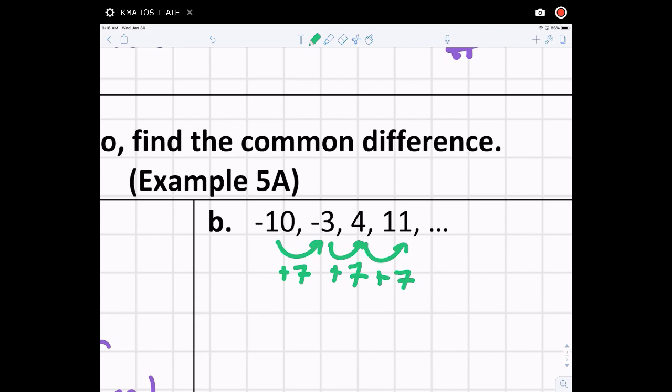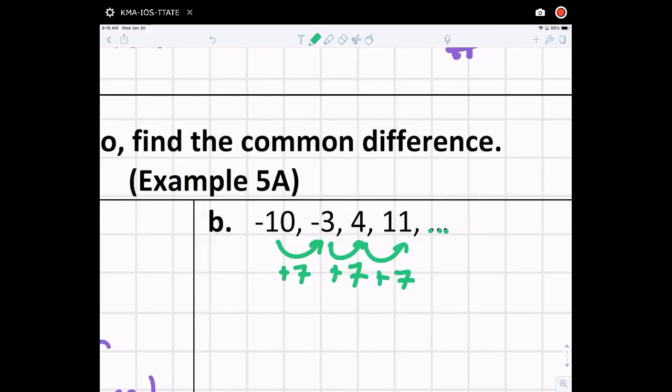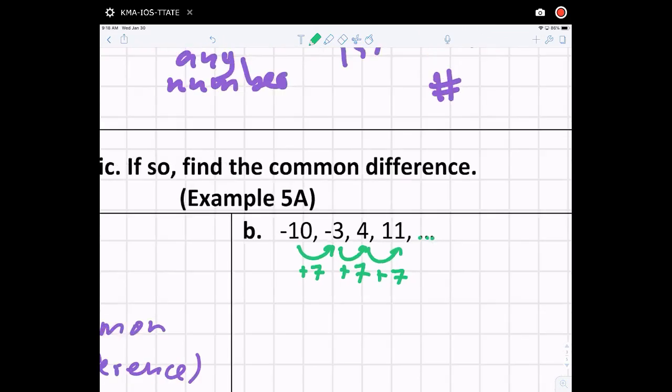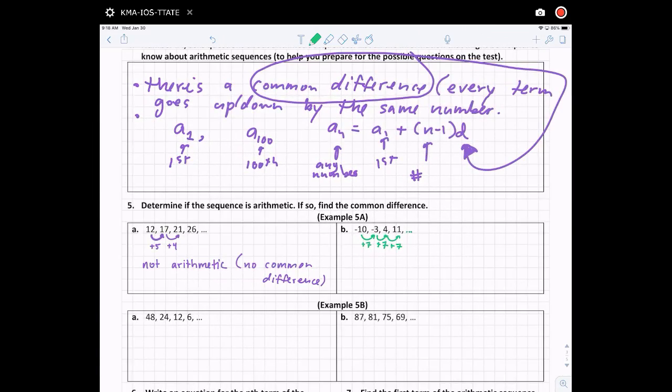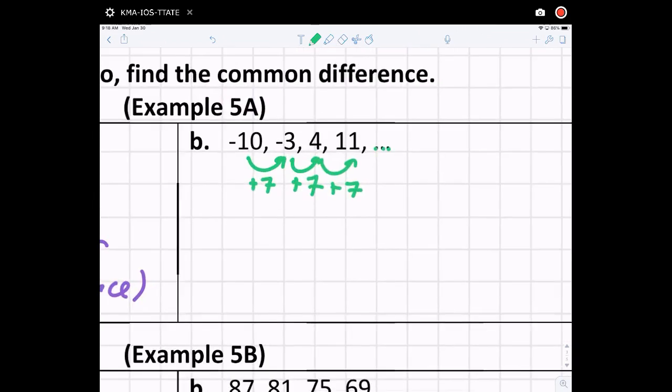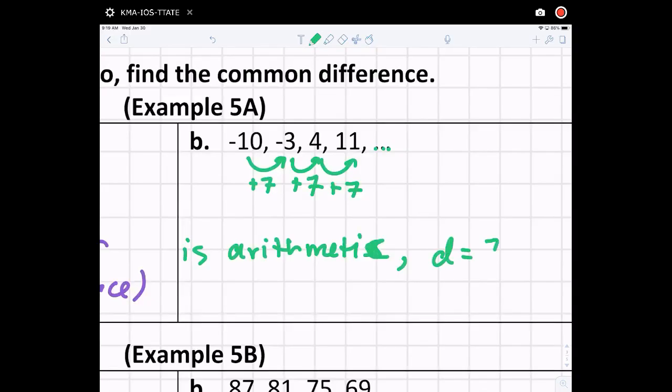And then guys, I don't know if we mentioned it last time, what does this little ... imply? That it continues. It continues with the same pattern going on. Okay. Cool. So this one is arithmetic, and then you can either say the common difference is, or we could use d is equal to positive 7.